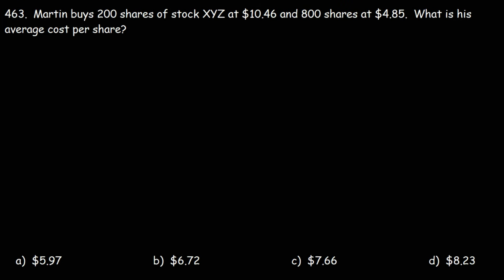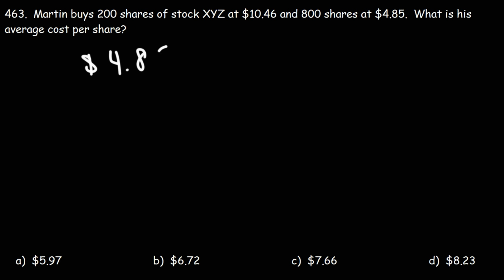Number 463. Martin buys 200 shares of stock XYZ at $10.46 and 800 shares at $4.85. What is his average cost per share? So we want to calculate another weighted average. But let's think about this conceptually.